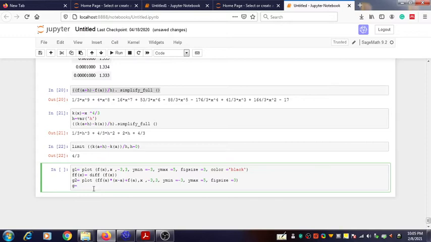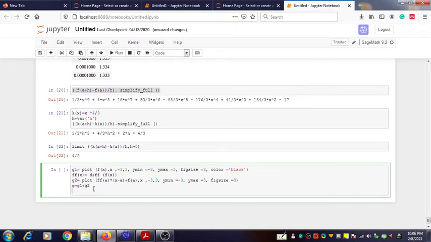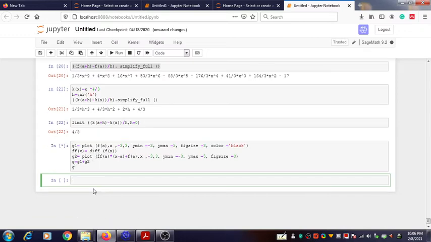We want to add the first plot and the second plot. So g1 plus g2. Okay, so we have combined the two curves, and then let's take that output. To take the output, you can type g and wait.